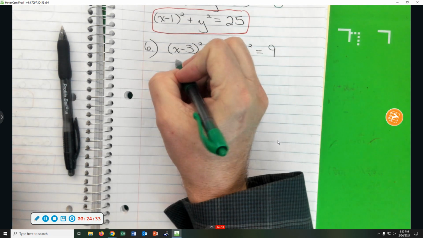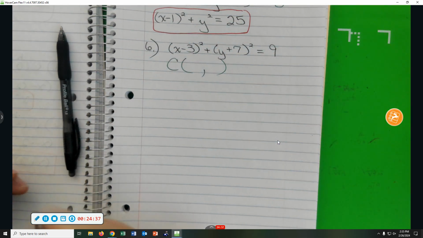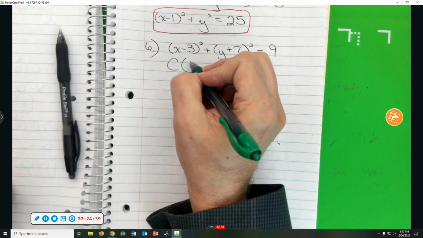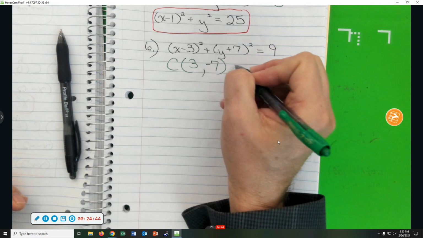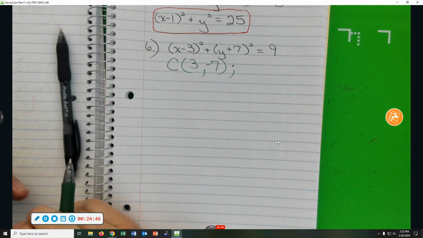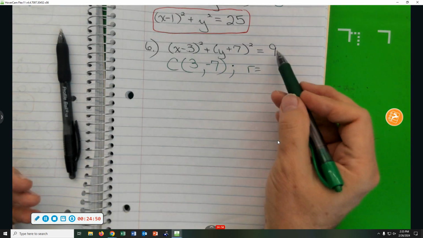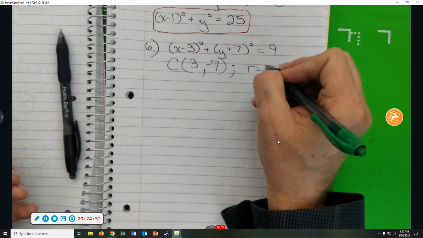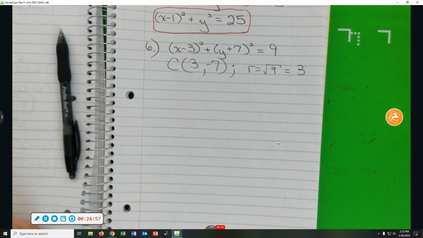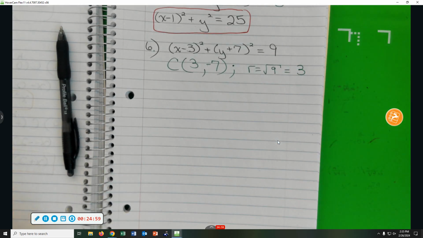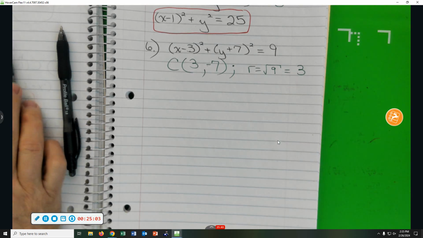Where's my green pen? Okay, change sign, so that becomes a positive 3. Change sign, a negative 7. I agree, 3, negative 7 is the center. What's the radius? You take the square root of that number, and I know you can do that in your head, but I'm just writing it out so when you're at home looking at your notes, you remember what we did to get that radius of 3.